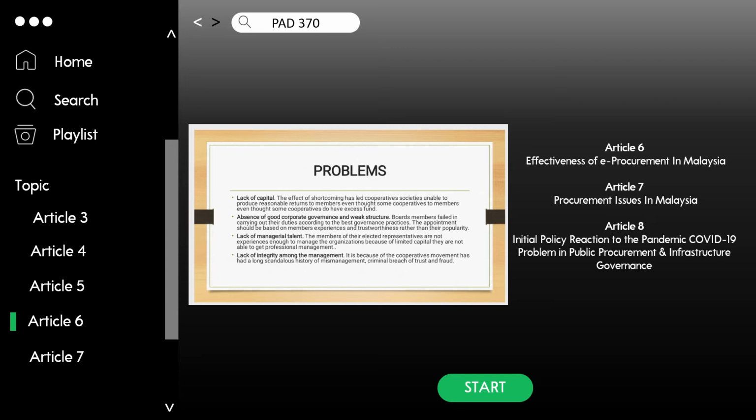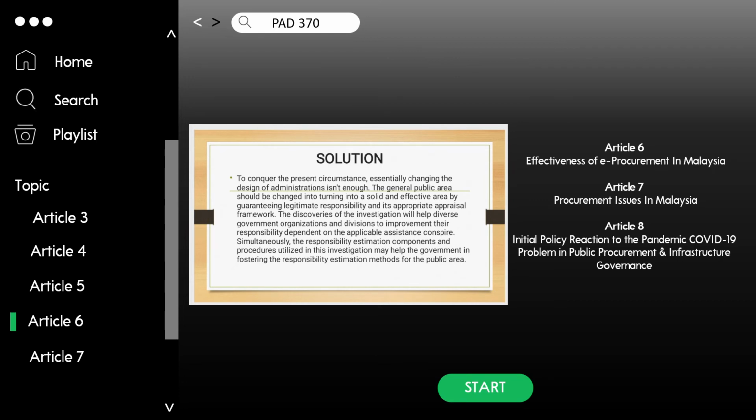For the third one, a lack of managerial talent. The members or their elected representatives are not experienced enough to manage the organization because of limited capital. They are not able to get professional management. The fourth one is lack of integrity among the management, because the cooperative movement has had a long scandalous history of mismanagement, criminal breach of trust, and fraud.